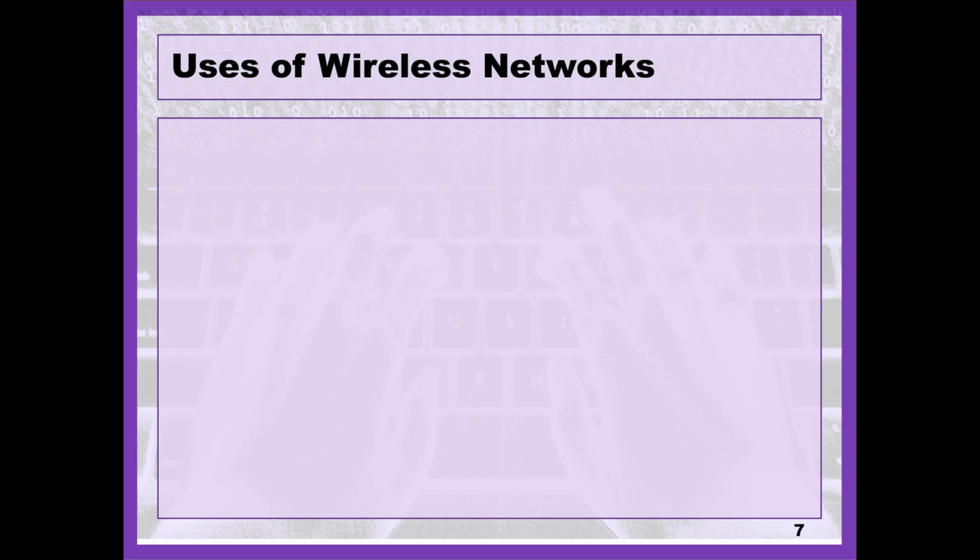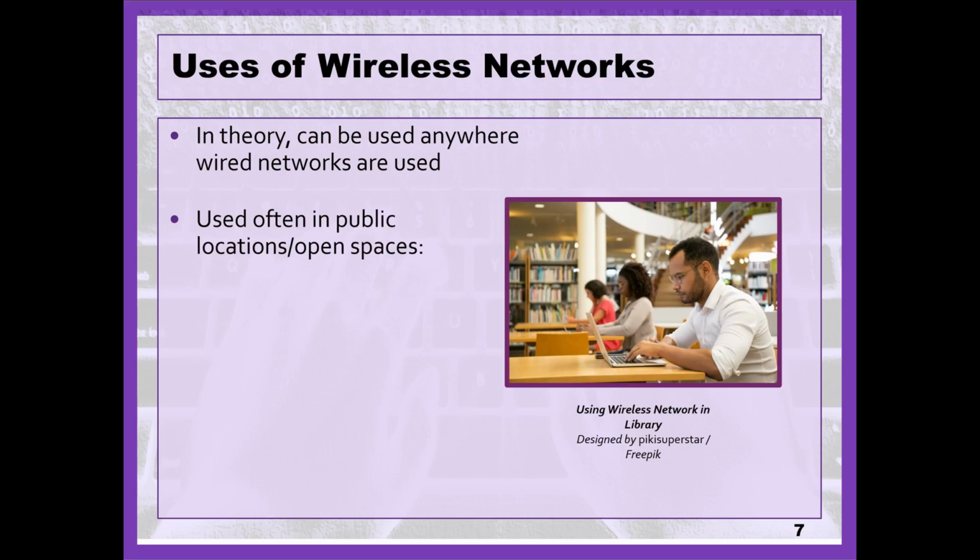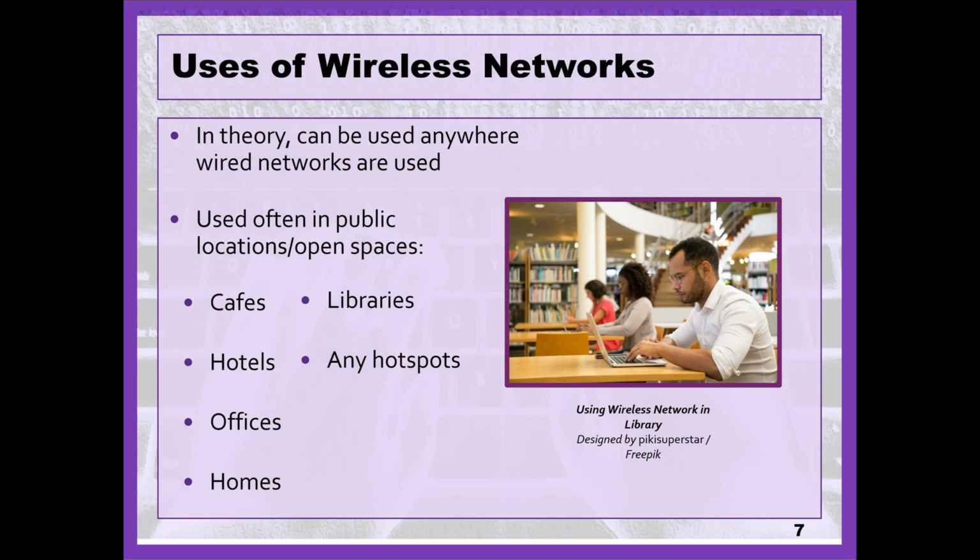Uses of wireless networks. In theory, wireless networks can be used anywhere that wired networks are used. In modern technologies, they often have similar, if not identical, speeds and security. However, wireless networks are best used in places where mobility is preferred or even required, or where running cable may be dangerous, costly, or just impossible. Wireless is used in nearly every location we visit today, but a few common examples of where they can be seen are cafes, hotels, offices, homes, libraries, and anywhere that is a hotspot utilizes wireless.